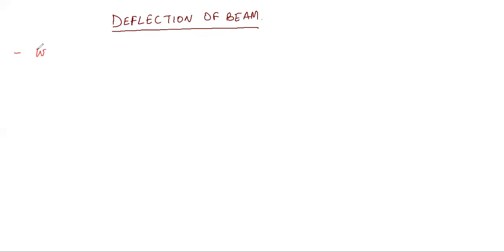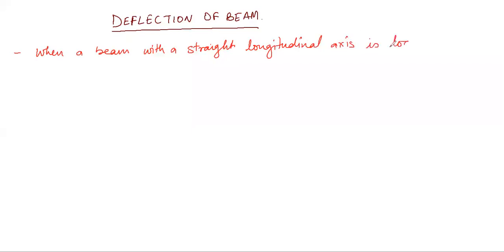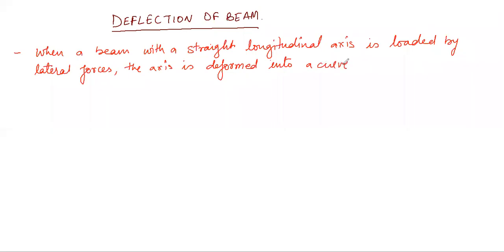It is a simple statement: when a beam with a straight longitudinal axis is loaded by lateral forces, the axis is deformed, right, into a curve, and this phenomenon is called the deflection curve of the beam, right?